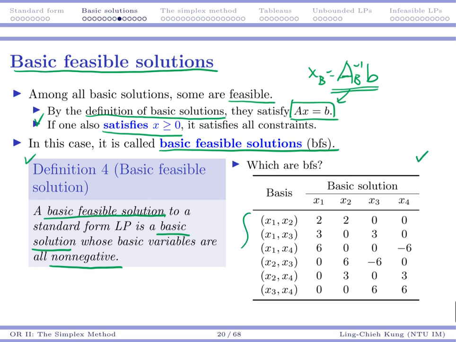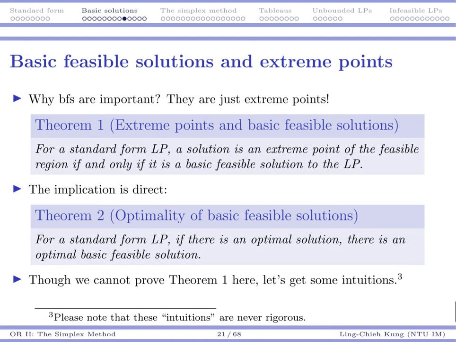So we know we have 6 basic solutions in this particular example. We may see that the middle 2 solutions have negative terms as one of their basic variables. So in that case, they are not basic feasible solutions. The first, second, fifth, and sixth solutions are basic feasible solutions because all the values here are non-negative.